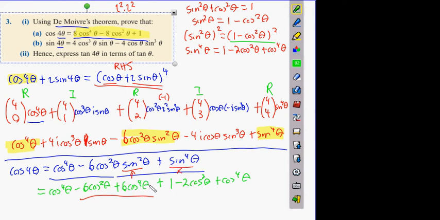Now, finally, let's do a count. 1 plus 6 is 7, plus the other one? 8. Got our 8 right here. And then we have minus 6, minus 6, minus 2. Minus 8, check. And finally, the 1 is here, the 1 is here. I've proven it, okay? And I'll just put my cos 4 theta here.